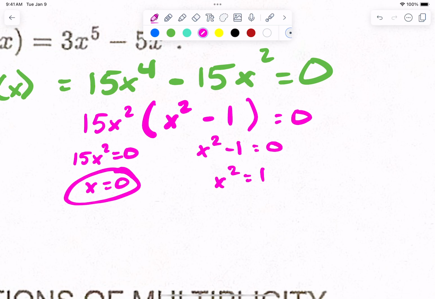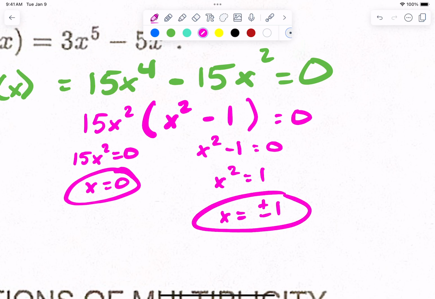So x squared equals 1. Plus 1. And x equals plus or minus 1. x equals... oh, yucky. Got it? Those are my possible critical numbers. Those are possible maxes and mins.